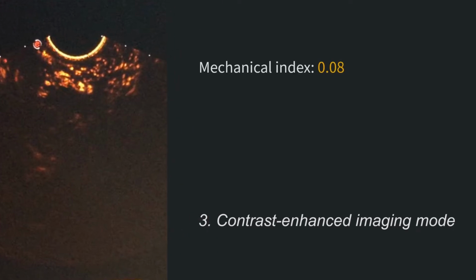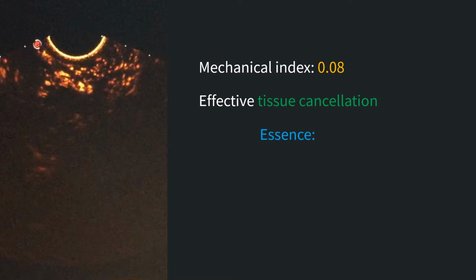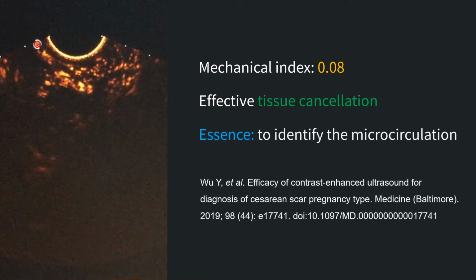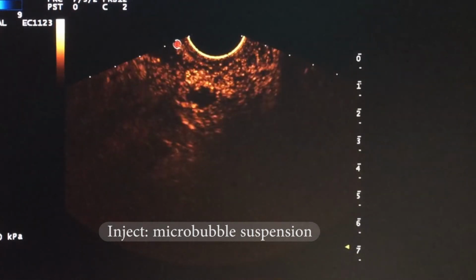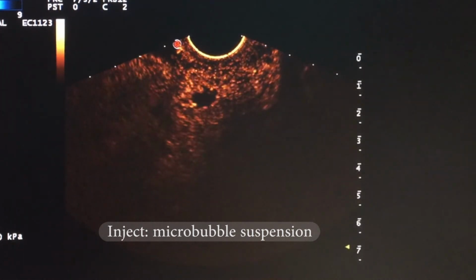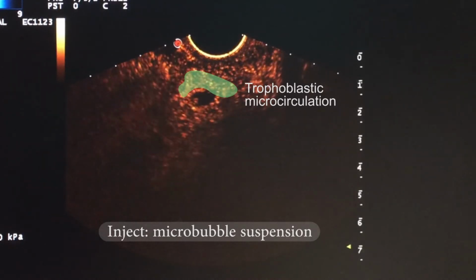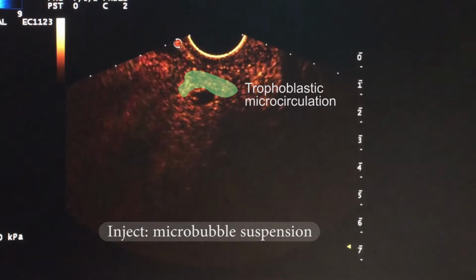Finally, we converted to contrast-enhanced imaging mode at a mechanical index as low as 0.08, thus enabling the generation of the most pure microbubble images with effective tissue cancellation. The essence of contrast-enhanced ultrasound is to identify the microcirculation in cesarean scar pregnancy. We also injected a microbubble suspension through the patient's cubital vein. Upon injection, continuous dynamic images were collected, thus demonstrating perfusion of the contrast agent in the trophoblastic microcirculation.